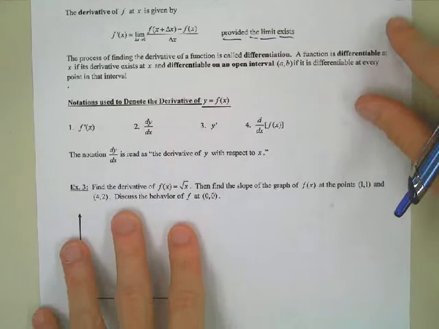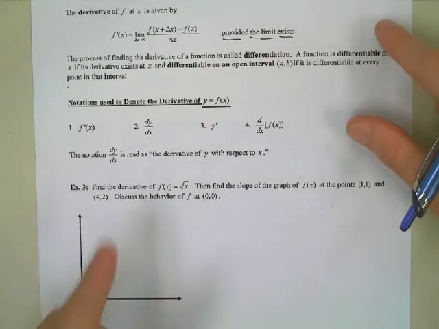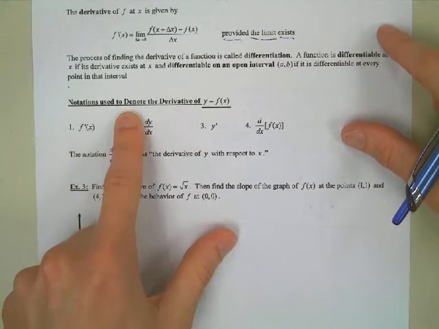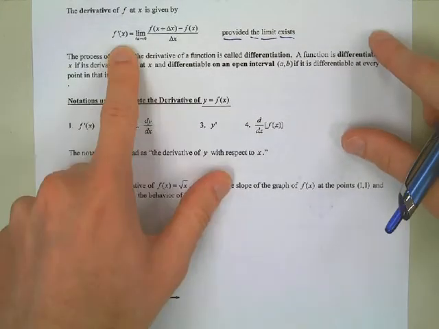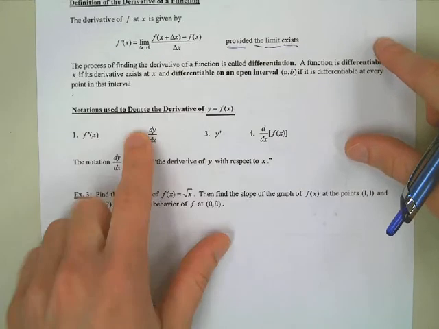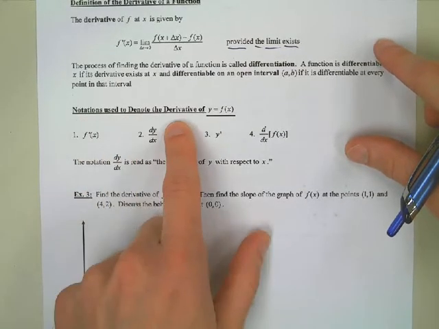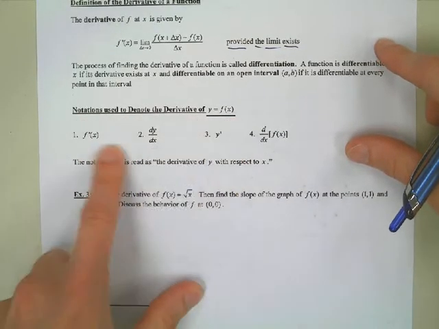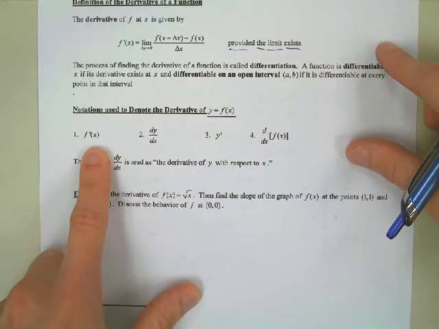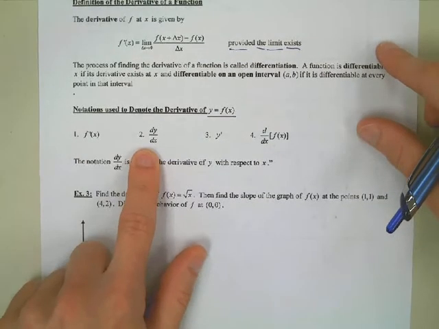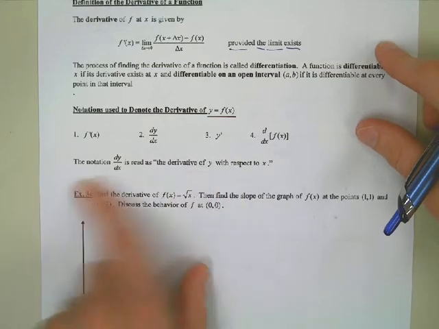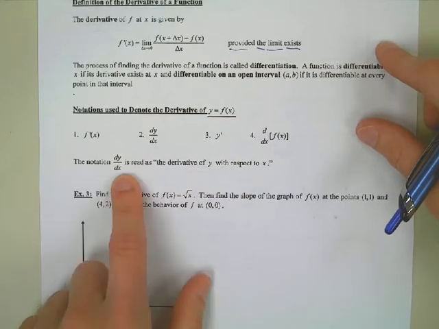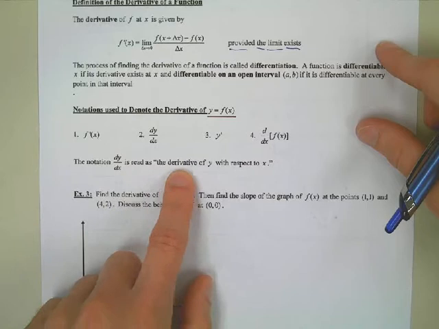So, now, next thing, also very big, new stuff here. I know this is a lot to throw at you, but new notation. There are other ways to mean the derivative besides just that f prime that we saw up here. Notation used to denote the derivative of y equals f of x: we saw this one, f prime of x. Number 2 here, dy over dx. You can see the notation dy over dx is read as the derivative of y with respect to x.